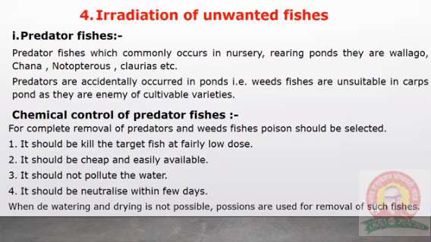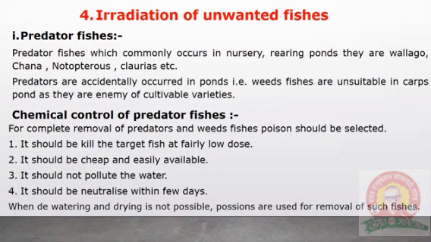Unwanted means predator fishes, because predator fishes are the enemy of the carps, and we are culturing Indian major carps, that is Katla, Rohu and Mrigal. Predator fishes are harmful because they attack and hunt the Indian major carps. That's why the title is the eradication of unwanted fishes, meaning predator fishes.